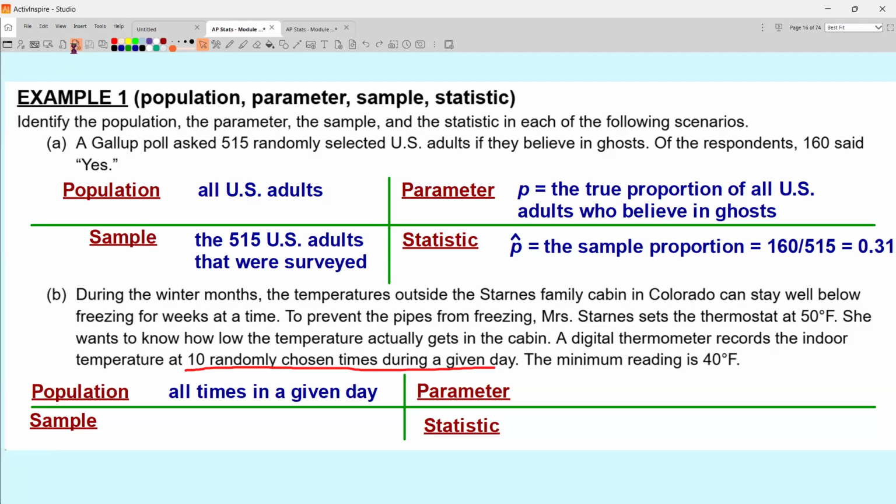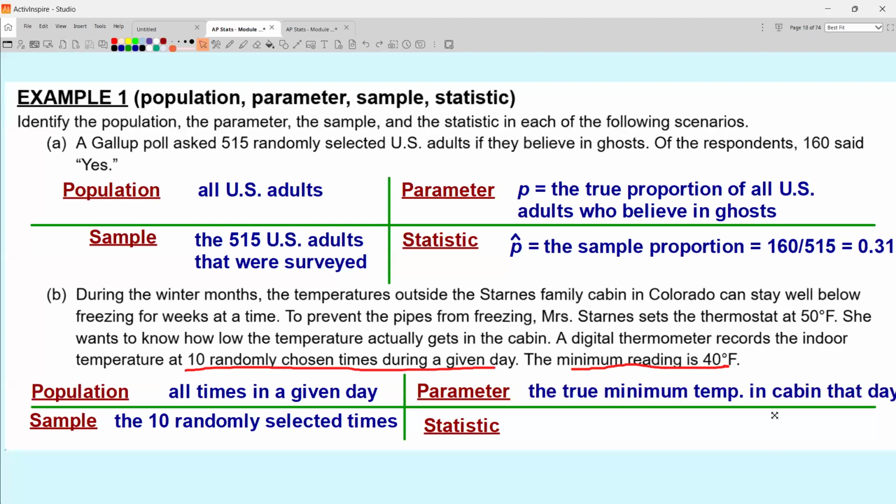Therefore, our sample is going to be the 10 randomly selected times. Now, what are we measuring here? Well, in this case, we're talking about the minimum. So our parameter is the true minimum temperature in the cabin that day. Therefore, our statistic is going to be whatever the sample minimum was. And so the sample minimum temperature in this case was 40 degrees Fahrenheit. That'll be our statistic. We don't have a symbol for minimum that we do for mean, so it's not really something that we have to draw out in this case.